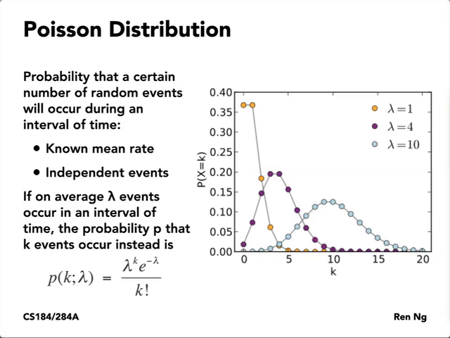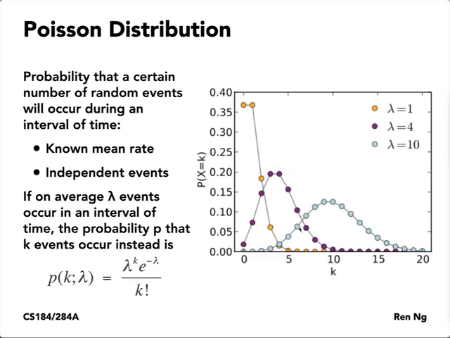And the Poisson distribution has an equation you can derive from first principles, statistical principles. If on average lambda events occur in the interval of time that we care about, the probability P that exactly K events will occur instead of lambda is given by this equation here. The probability of K, given that lambda is the mean, is equal to lambda to the power of K times e to the negative lambda over K factorial, okay? A somewhat formidable looking expression, but an analytic one that's easy to calculate.